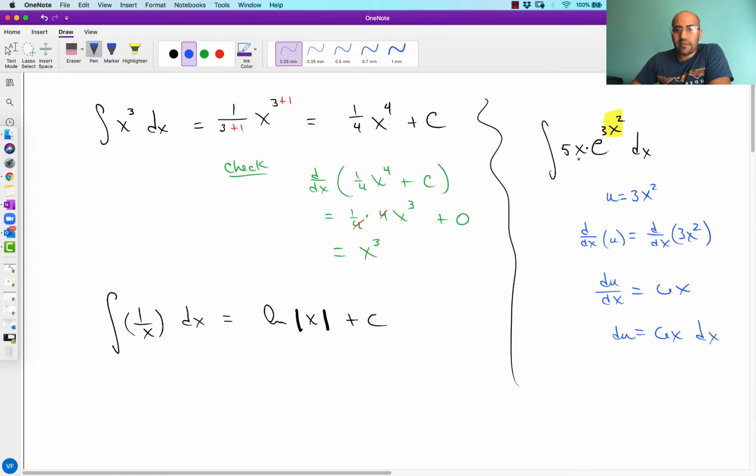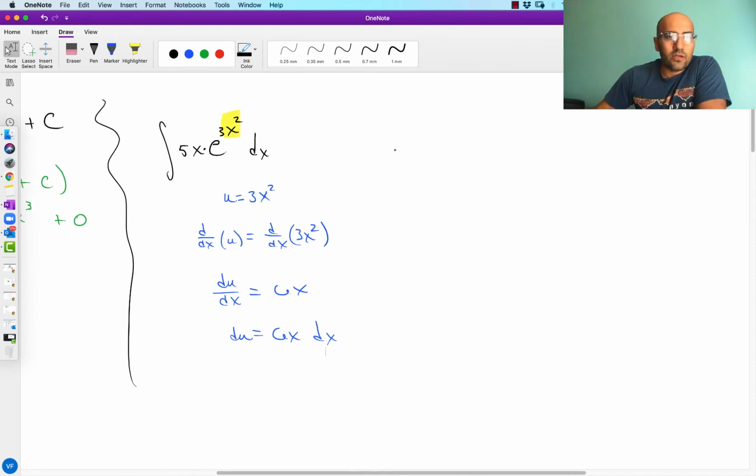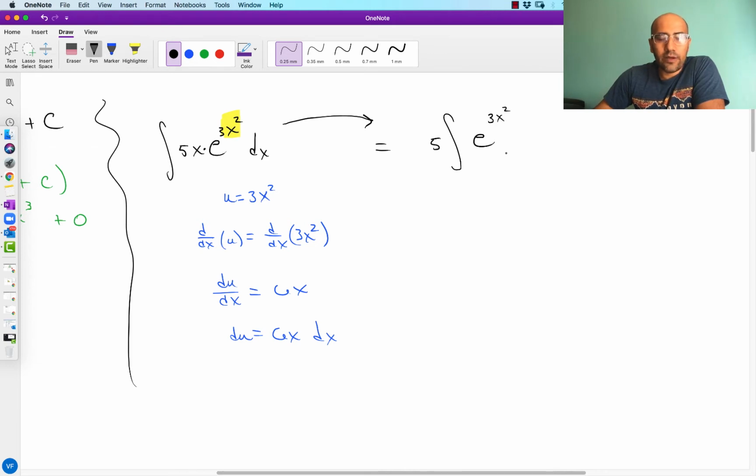So we almost have exactly our du. I'm getting ready to do my substitution, so I'm going to scoot this over here. I'm going to bring this over here and say that this is equal to the integral, and I'm going to put the 5 out here. And I'm going to switch around the order. So this is e to the power of 3x squared, and then there's an x and a dx, right? I just moved around the order so I can still maintain the equal sign.